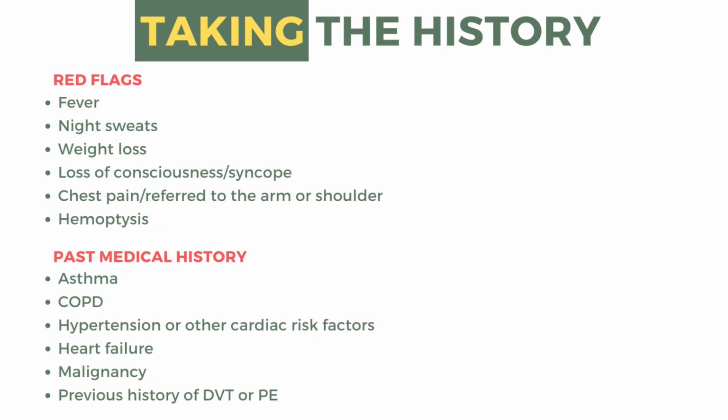And you should ask questions to rule out red flags. So this could serve as your constitutional symptoms: fever, night sweats, weight loss, loss of consciousness and syncope, chest pain, particularly if it's referred to the arm or shoulder, and hemoptysis. You should find out about past medical history such as asthma, COPD, hypertension, or other cardiac risk factors, heart failure, malignancy, and if there's any previous history of DVT or pulmonary embolism.